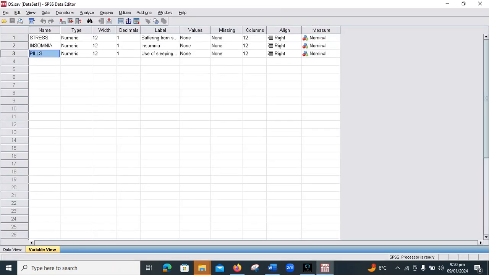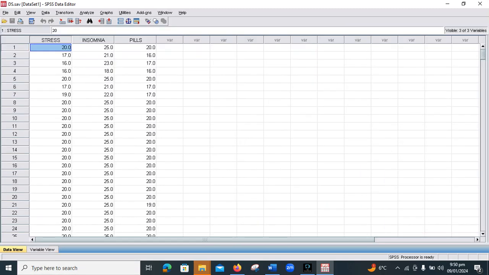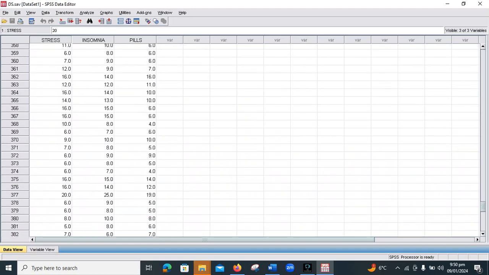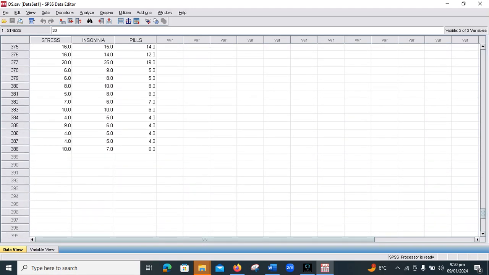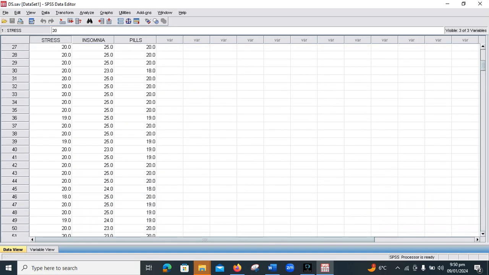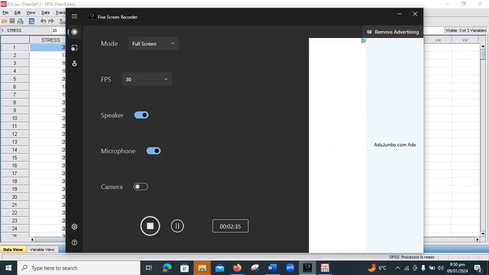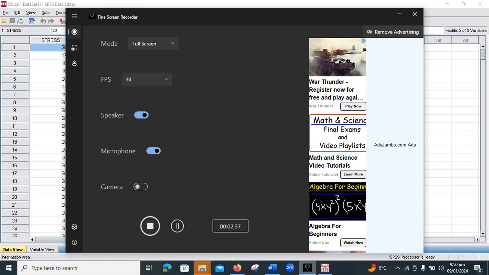Okay, so here these are the three variables. This is the data view. Keep in mind that the minimum sample size for regression analysis is 30. Here we have the sample size of 388. So the higher the sample size, the better or the more reliable the results will be. So this is a very simple aspect in any statistical research.